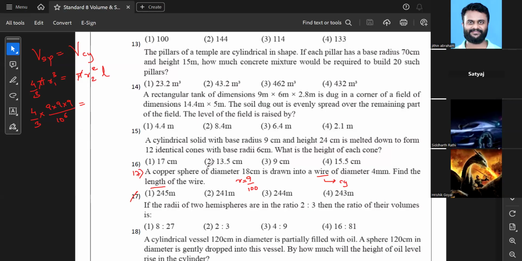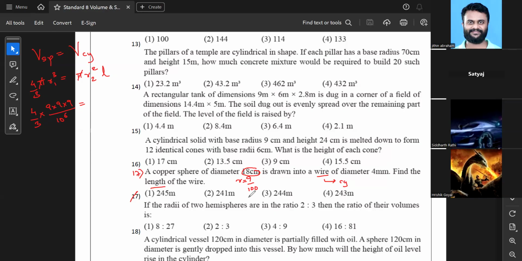But again, if you're doing that, you should make sure that the full calculation is in one single unit. For example, here they have given in centimeter, here they have given in millimeter. So either you have to do the whole calculation in millimeter, making it 180 millimeter, or you have to convert this into centimeter, making it 0.4 centimeter, and then calculate everything in centimeter. And then in the end, you convert it into meter. You got my point? Okay, sir.